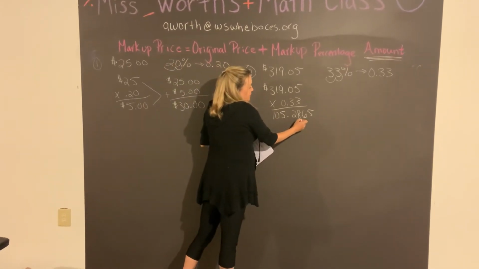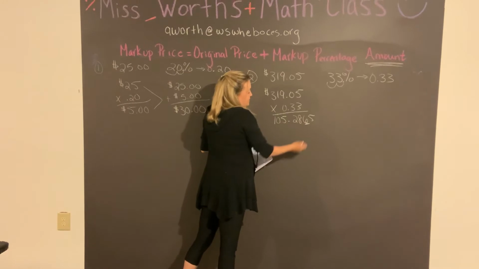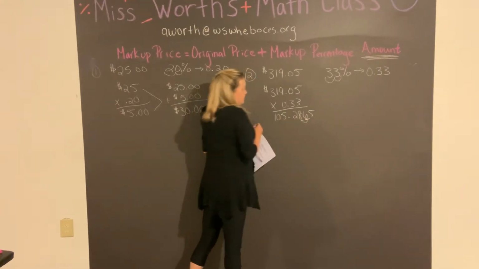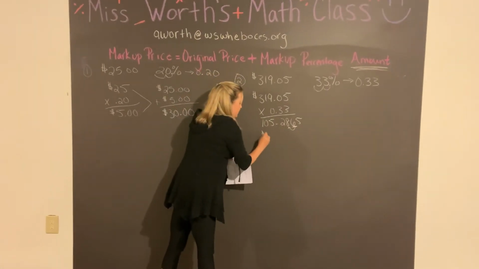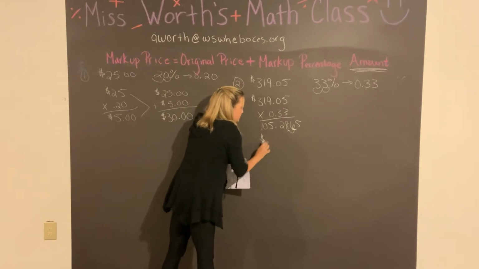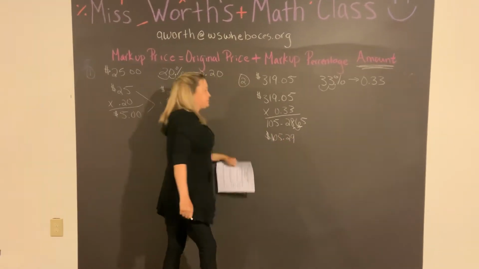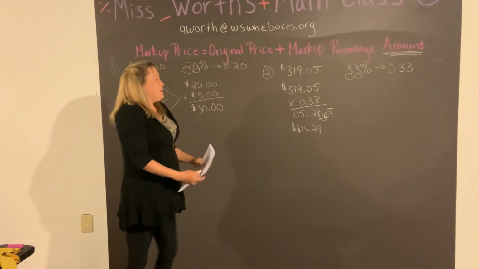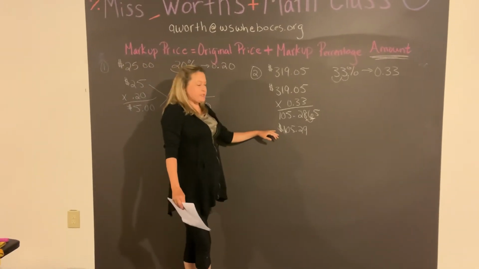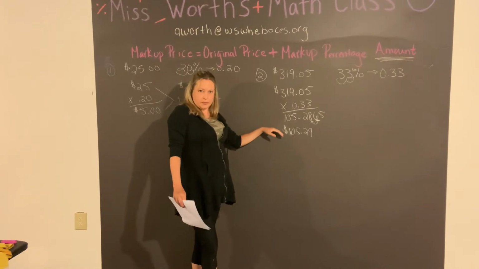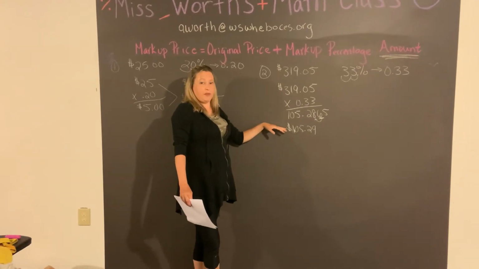So I know I'm worried about this 8, so I'm going to look at the number after. It's 6. That 6 is going to make that 8 go up to a 9. So I said $105. Oops. $105.29. Okay? Again, if I look at this, I know that's not necessarily how much I'm charging the customer, because that would be below what I paid for the item.